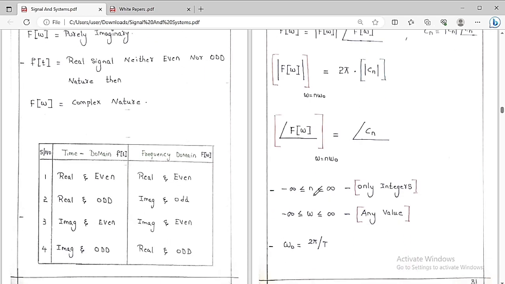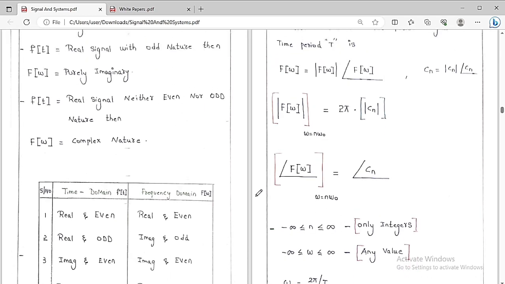And what is the value of n? n ranges from minus infinity to plus infinity. Just now we discussed that the Fourier series coefficient is defined for n equal to minus infinity to plus infinity. So we get n values lying from minus infinity to plus infinity from the Fourier series coefficient, and these are only integers. Whereas omega can be any value from minus infinity to plus infinity, n is always purely an integer.